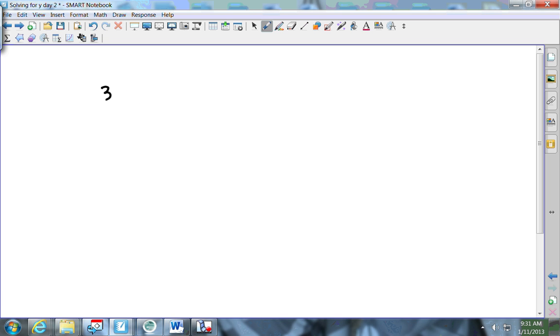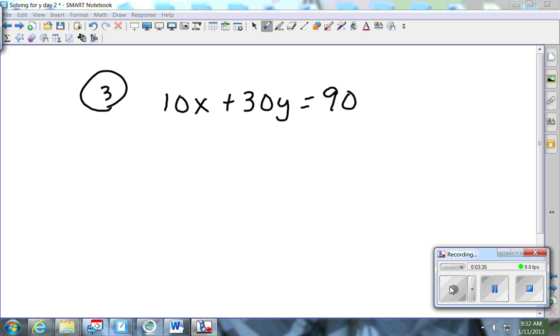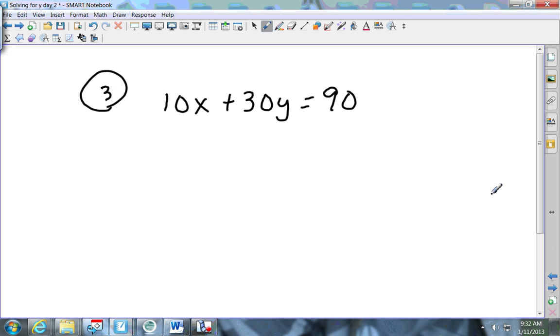Number 3. 10x plus 30y equals 90. Right now, I want you to go and solve this one for y. Right here on number 3, I always draw my dotted line at the equal sign. You don't have to do that. I need to get y by itself. I have a positive 10x. I should be subtracting 10x from each side.